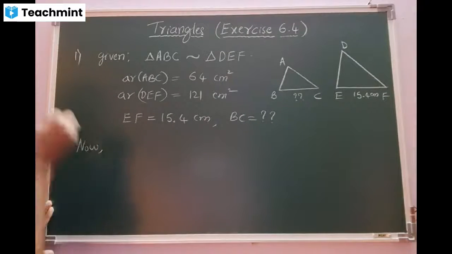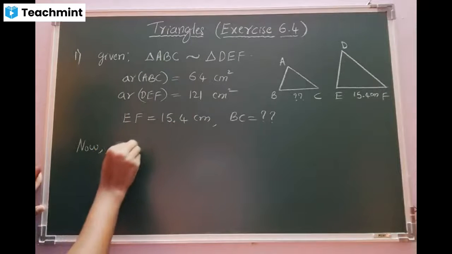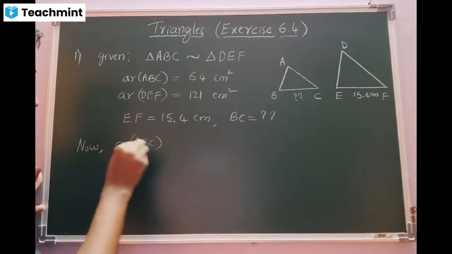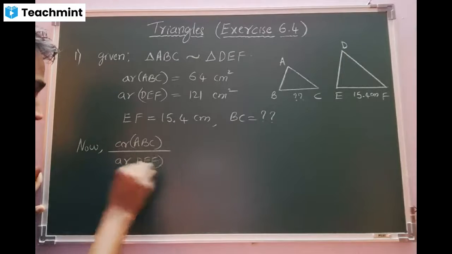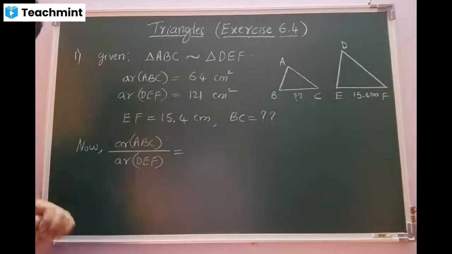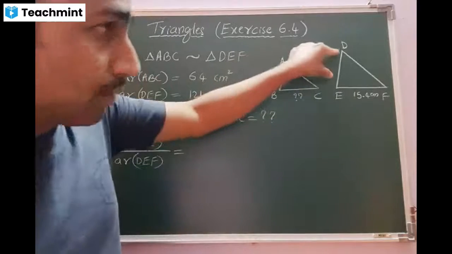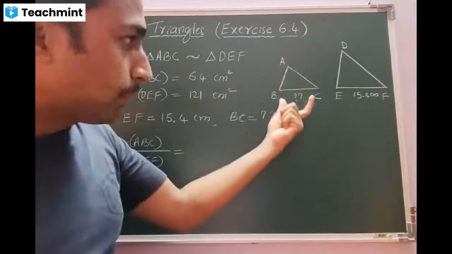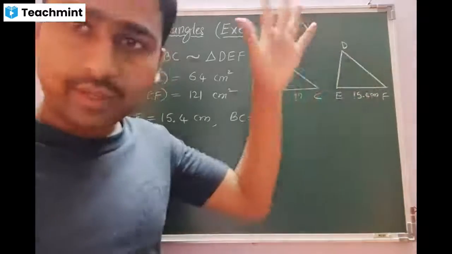Now, since the triangles are similar, I can write area of ABC divided by area of DEF equals to. We have three options: AB square by DE square, BC square by EF square, AC square by DF square. Am I correct?